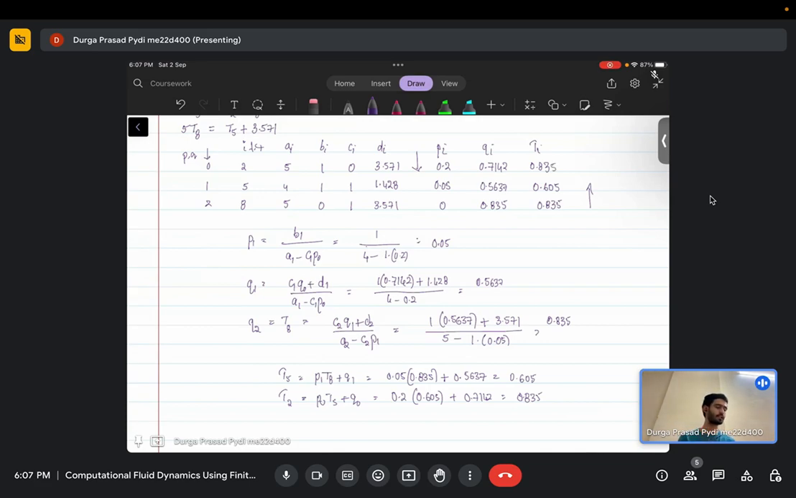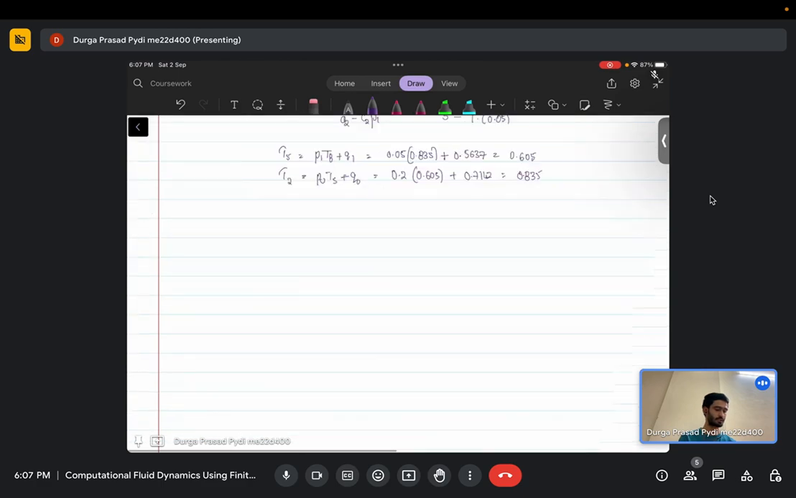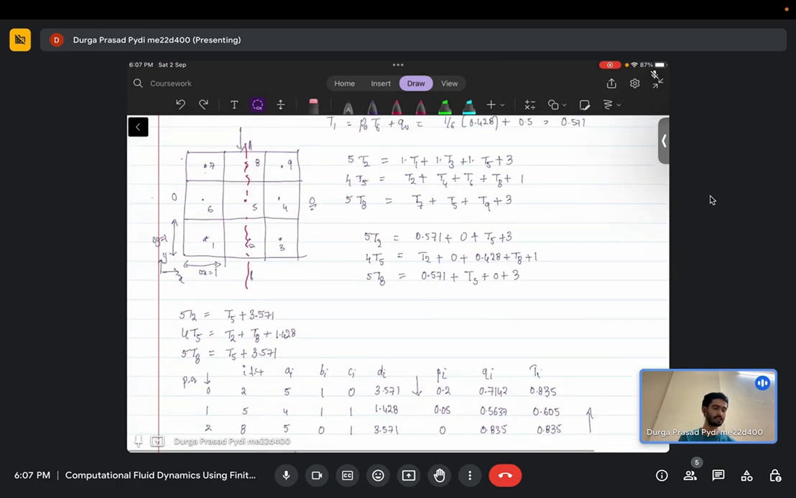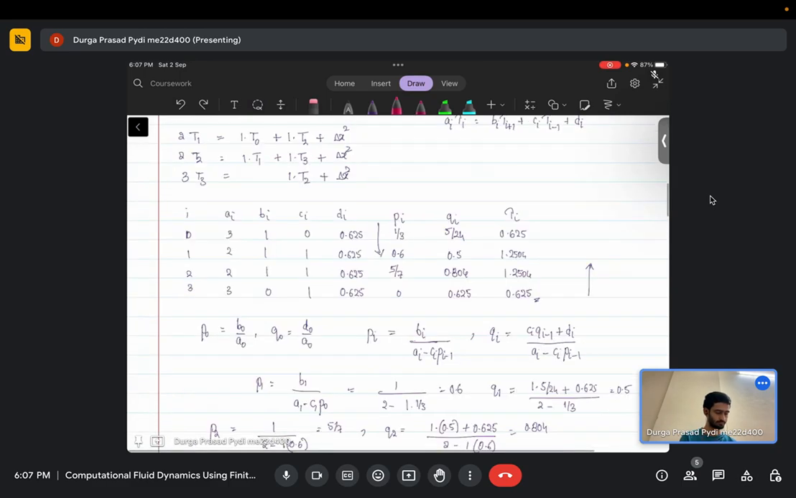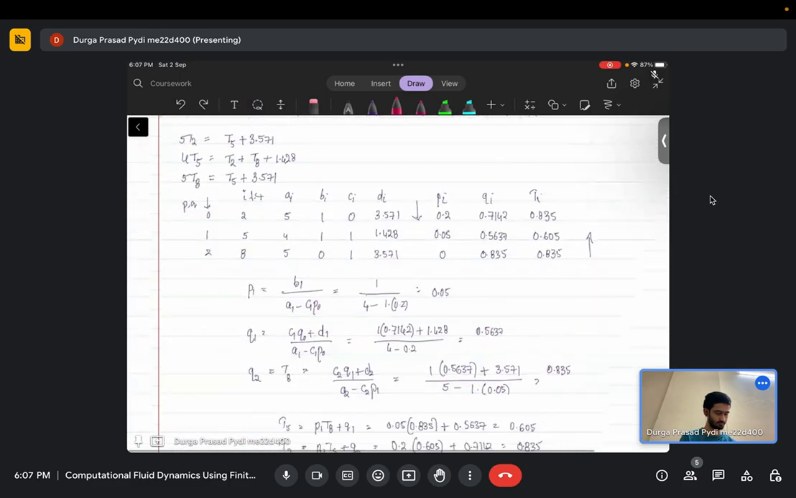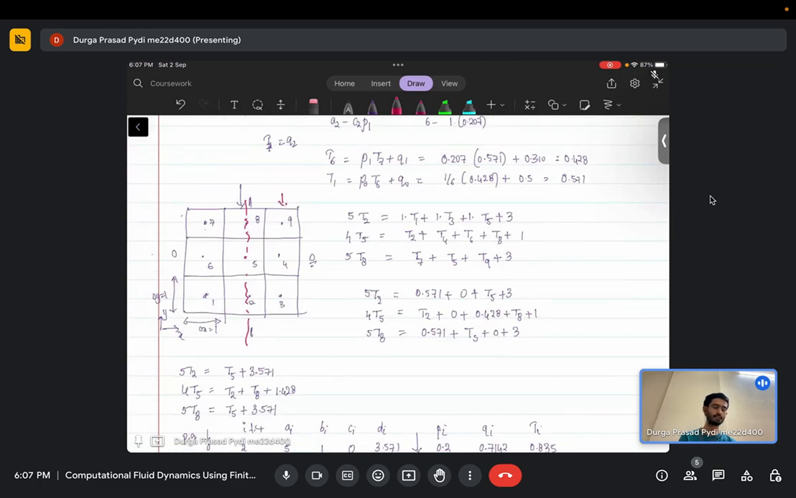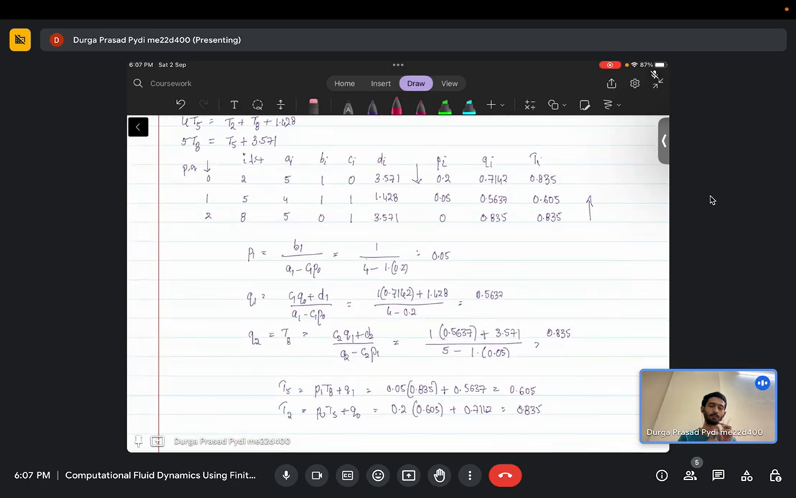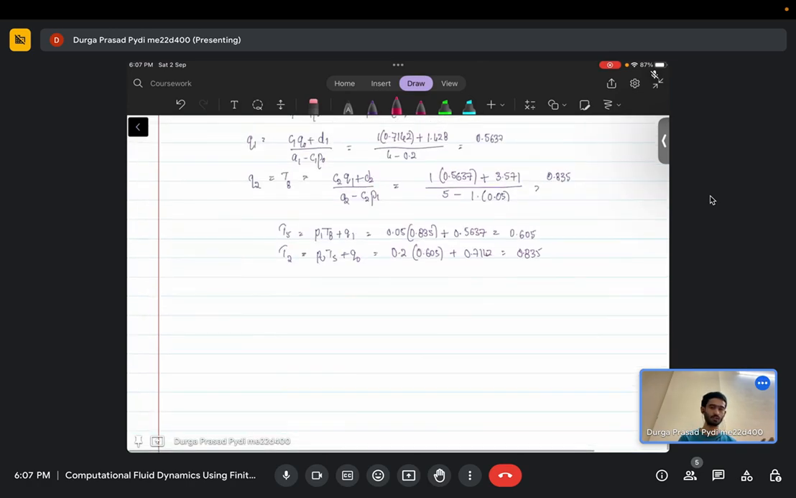Once you get these values, we repeat the same steps again. I think you got the hang of it. Now we are done with this line, and in the next iteration we will do the last section as well. Once you do all of that, you again repeat it. You keep on repeating this till the change in the values of temperature from one iteration to the next is within your tolerance limits. I hope the method is clear.